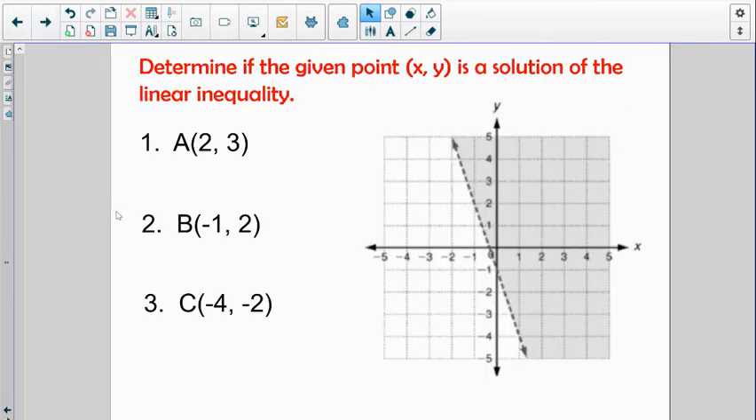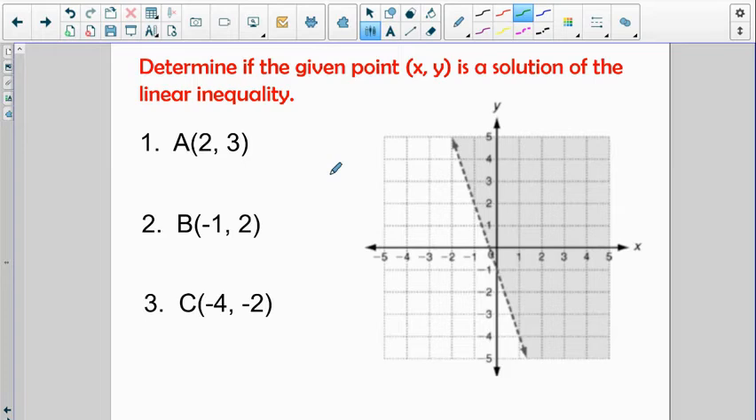Here are some practice problems for you to think about. A, B, and C. If you were to plot these three points on the graph, would they be a solution or not a solution? Remember when you're plotting points that you want to go in the x direction first. The first number tells you to go left or right, and the second number tells you to go up or down and how much. Pause the video and determine if A, B, or C are solutions or not solutions. This is three problems, not one.